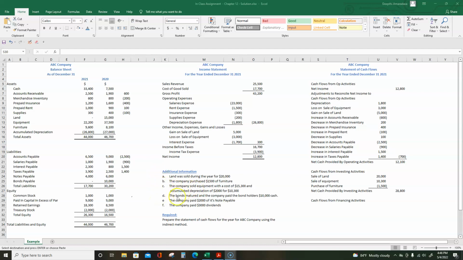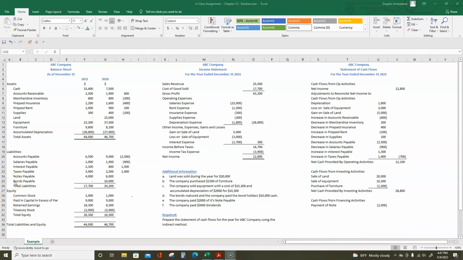If you go through all of this, Part E says the company paid $2,000 of its notes payable. If the company paid $2,000, that means cash went out of the company, so it is a cash outflow. We're going to say payment of note, and then we're going to put that $2,000 as a negative number to show that cash went out of the company.